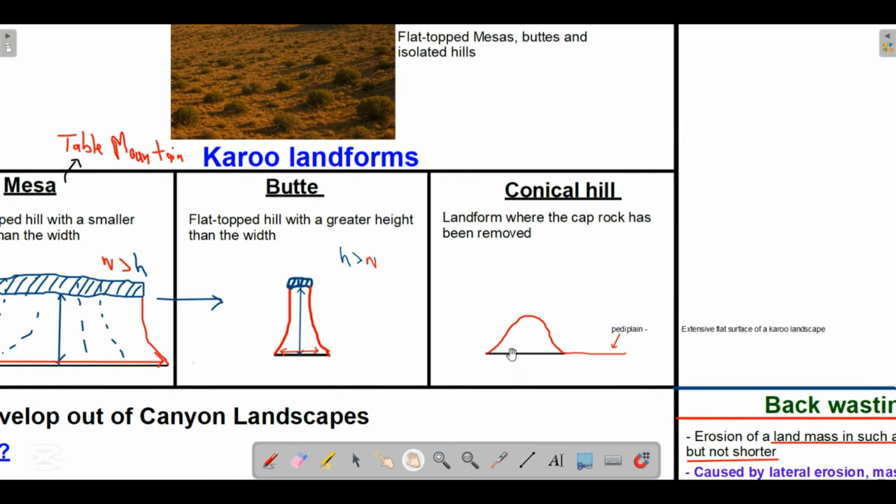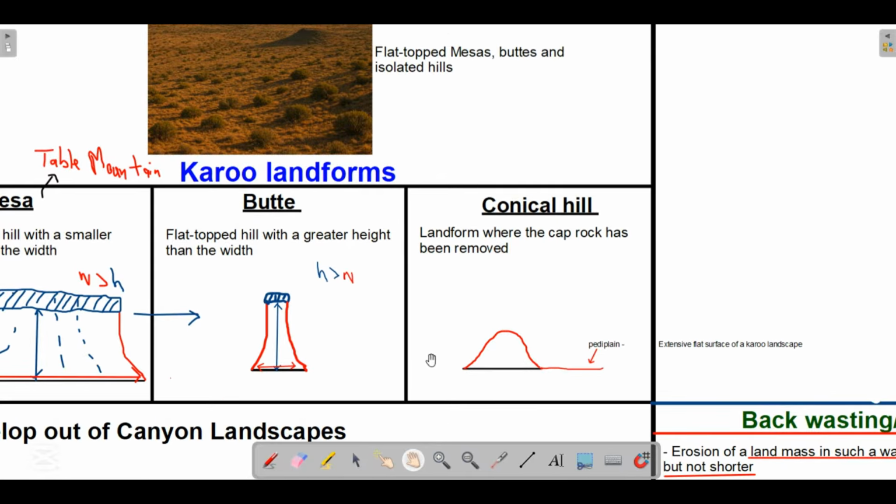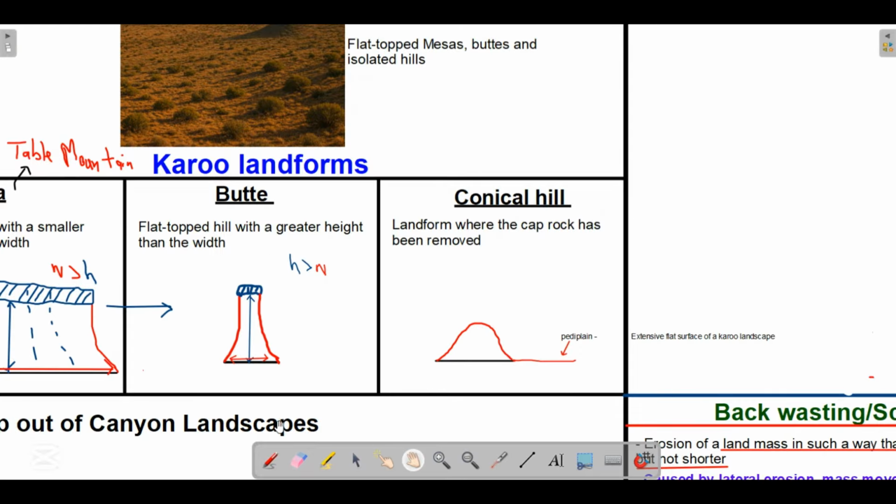And then you also have a conical hill. A conical hill is the smallest one. This is after the butte has undergone a lot of erosion such that the cap rock is even removed. So a conical hill is something that looks like that, a landform where the cap rock has been removed. That is the conical hill.